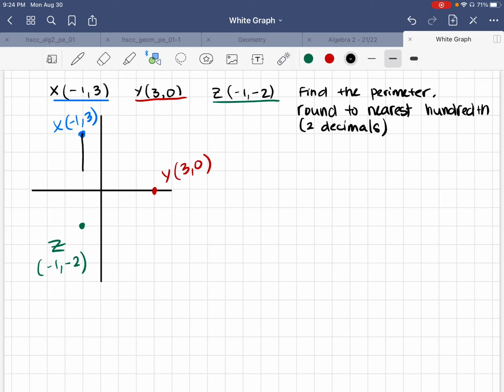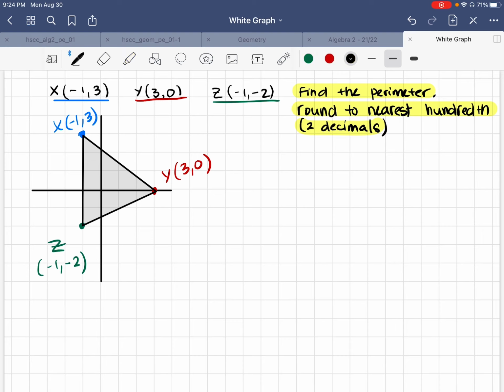All right, so here's what we got. We got this guy here using those points. So we got that triangle. And what we're going to try to do is find the perimeter of the triangle. It says right there, find the perimeter. Keep in mind, we're going to round to the nearest hundredths, which means 2 decimals.